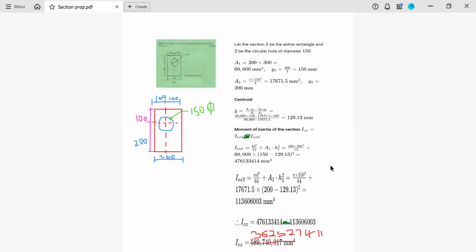Now, from there, I will determine the moment of inertia of the section. It will be the difference. We are subtracting because the circular part, we assume it is a hole. It is not available, so we subtract. Now we take the moment of inertia of the rectangular section minus moment of inertia of the circular section. This will give us 36,525,27,411 millimeters power 4.